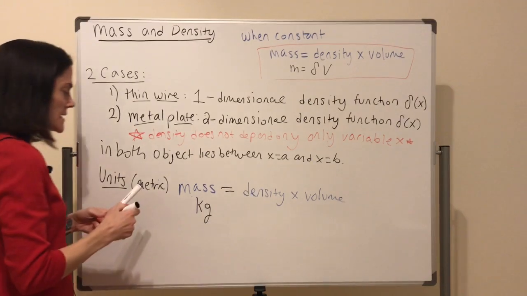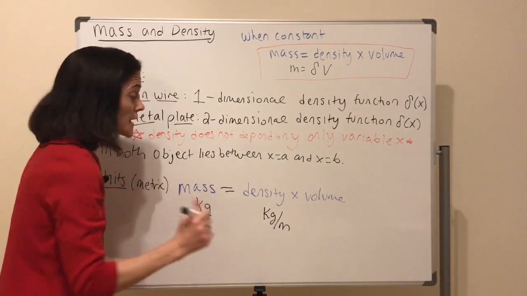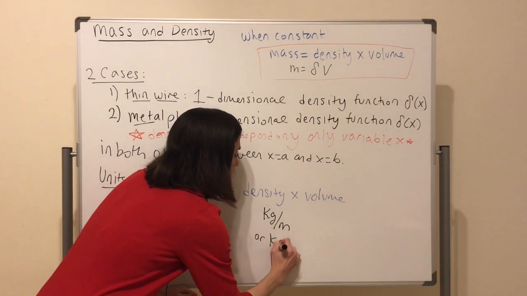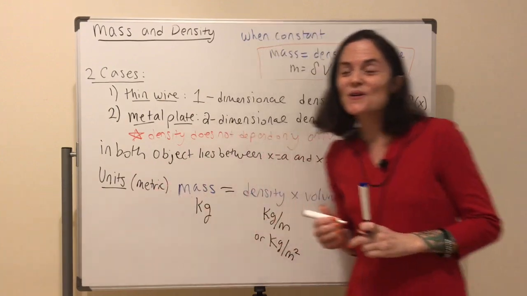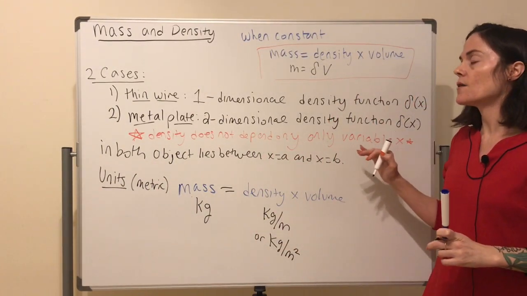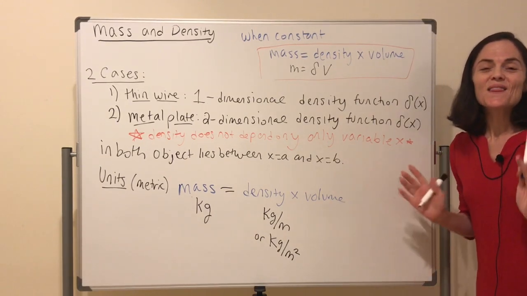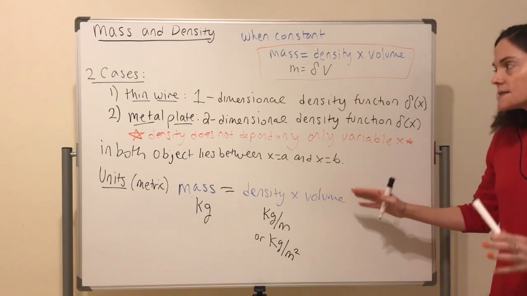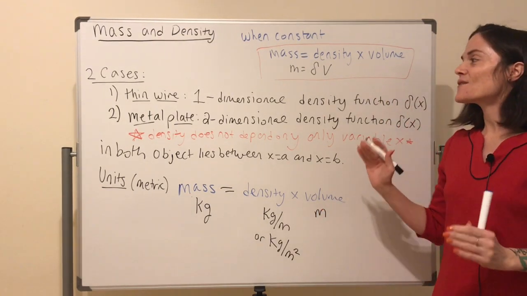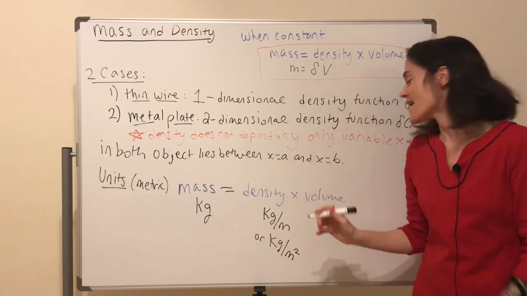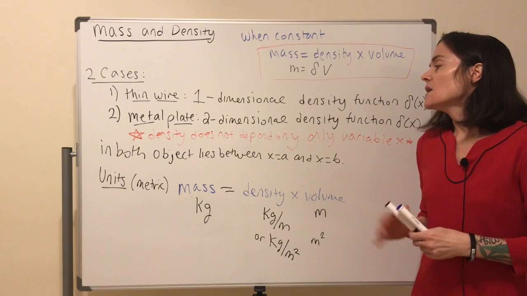Density has two possibilities. It's either kilograms per meter, for the one-dimensional case, or kilograms per meter squared in the two-dimensional case. And then volume: you might think volume is a three-dimensional thing only, but when we're talking about something of any dimension, you could have an n-dimensional volume. For a thin wire, the volume is just length, a one-dimensional measurement, in meters. For the metal plate, the two-dimensional volume is just area, in meters squared. And you see that if you multiply, the units check out: we always get kilograms for our mass.